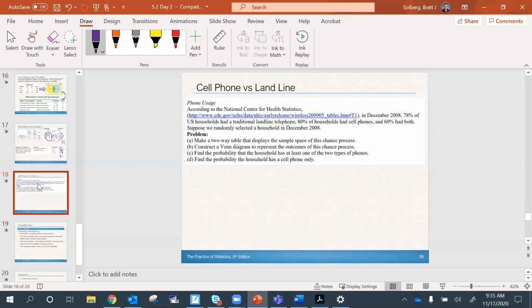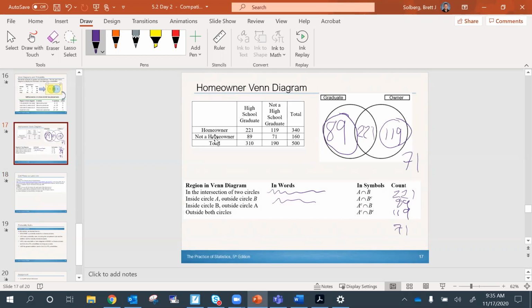Suppose we randomly selected a household in December 2008. Part A, make a two-way table that displays the sample space for this chance process. Part B, make a Venn diagram. Okay, so if we refer to this last example, here is a two-way table, and here's a Venn diagram. The difference this time is, instead of homeowner and graduate, we're doing cell phone owner and landline owner.